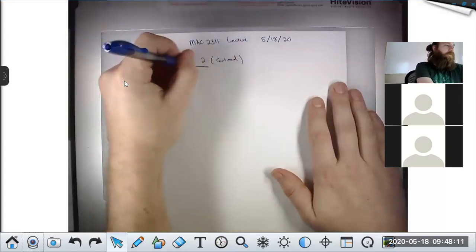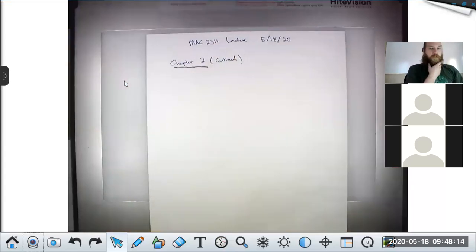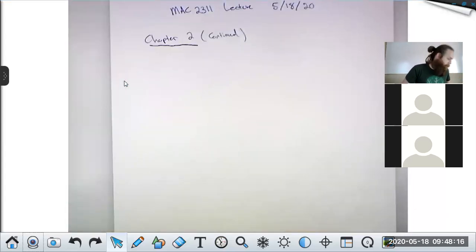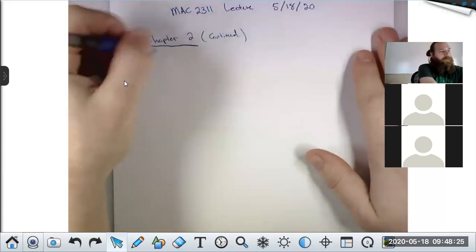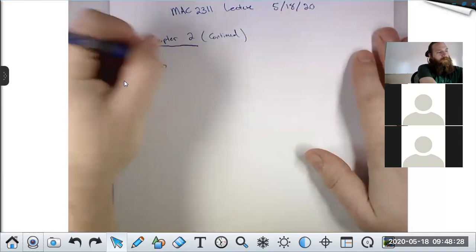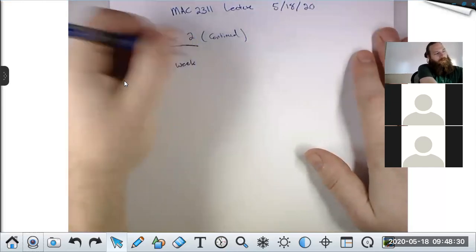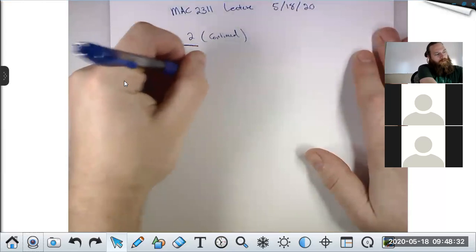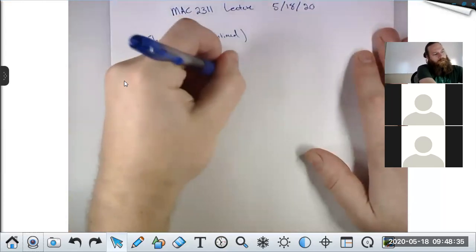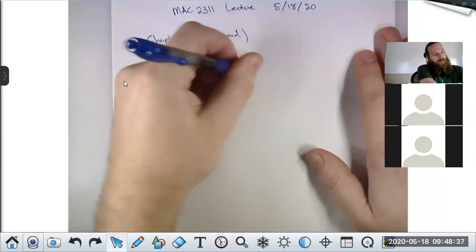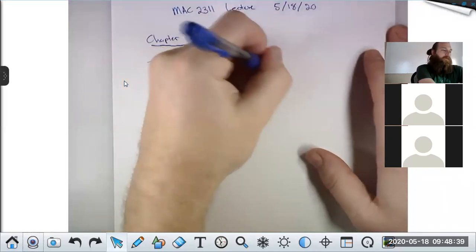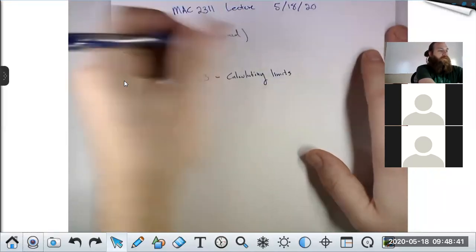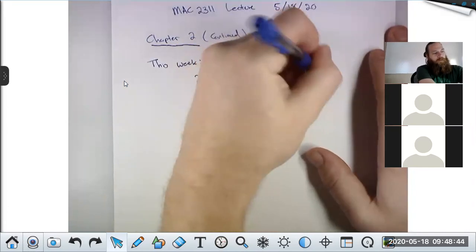So we've been in chapter 2, which is all about limits of functions, and we're going to continue there this week. Mostly we're going to be working in 2.3, 2.5, and 2.6. So this week, 2.3 is calculating limits with limit laws.